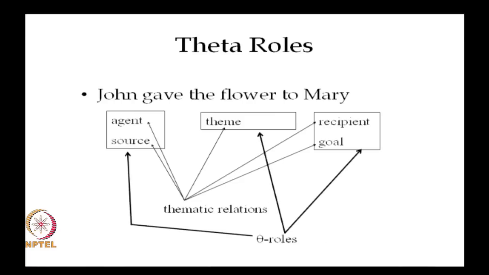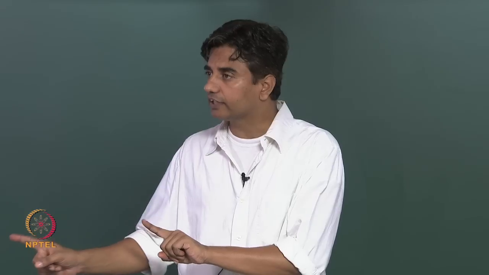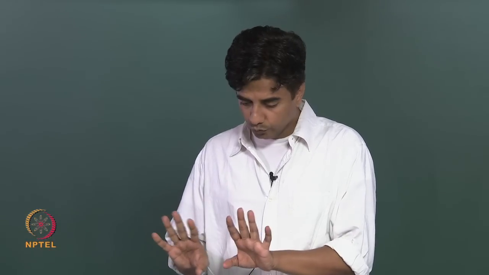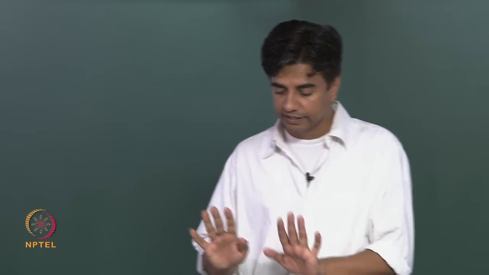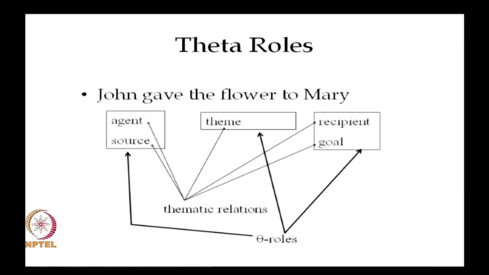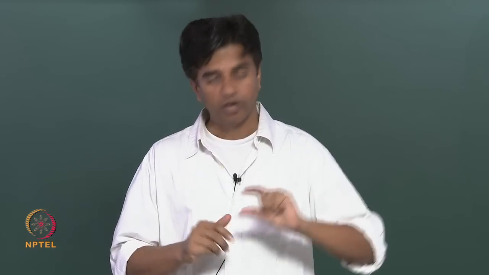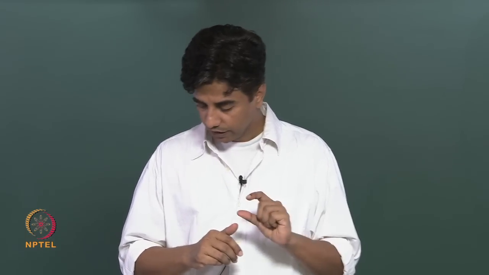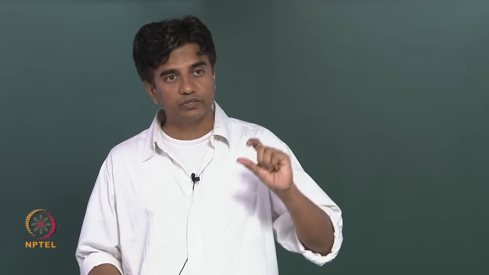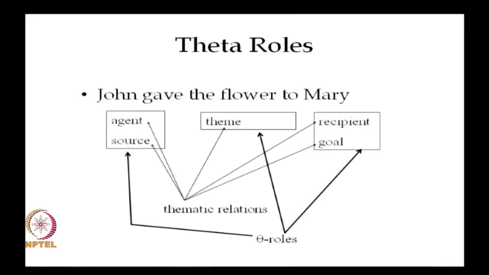However, when we look at thematic roles, each has just one. In relation to the other arguments, we may find different names, but at once John gets one thematic role of an agent or a source. Flower gets one thematic role of theme, and Mary gets one thematic role of recipient or goal with relation to the predicate.